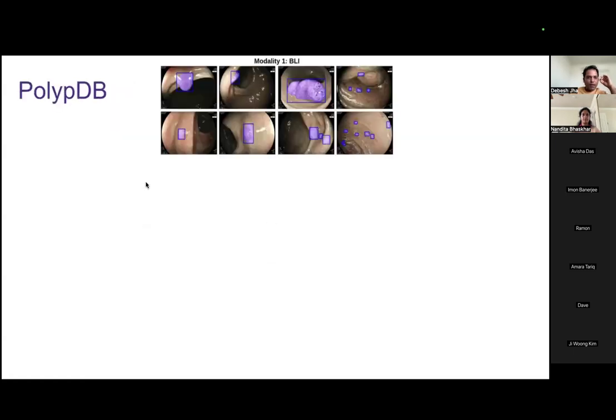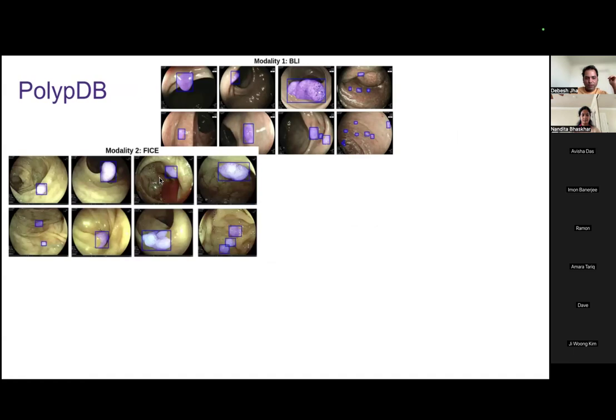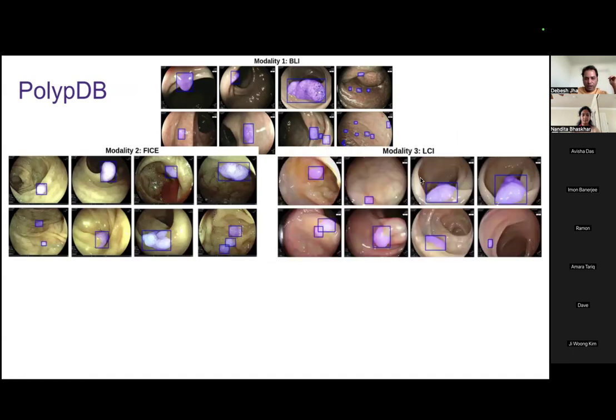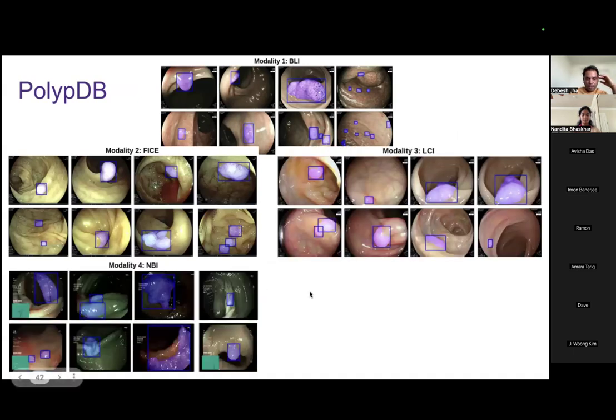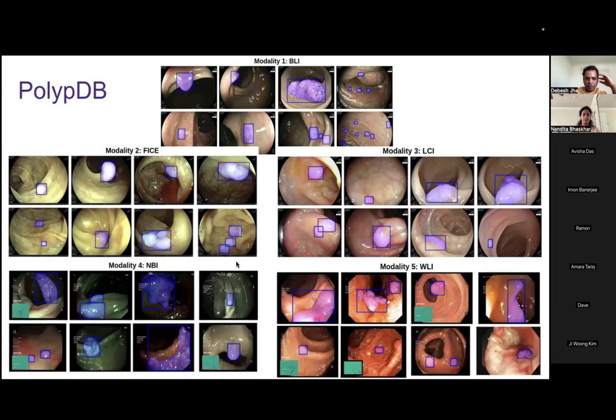And then recently I have developed a new dataset called the PolypDB dataset. This is also the first ever dataset that has images from different modalities. For example, we collected data from 5 modalities. One of them is BLI. The second modality is FICE. The third one is LCI, then NBI, and white light. All of these are different lighting modes, and there is no publicly available dataset that comprises all of these modalities.